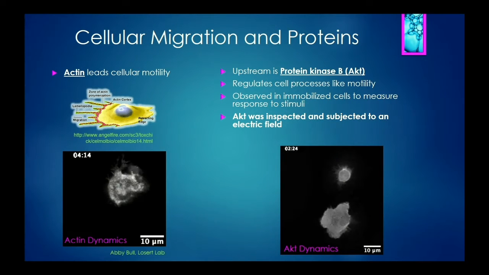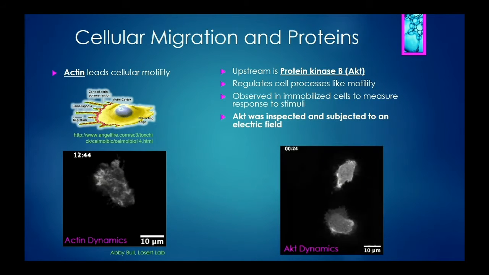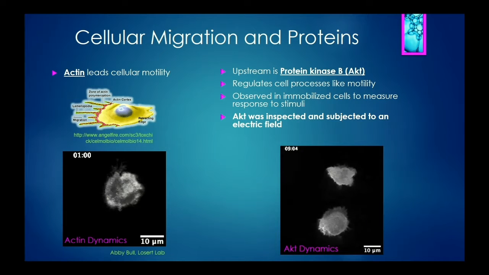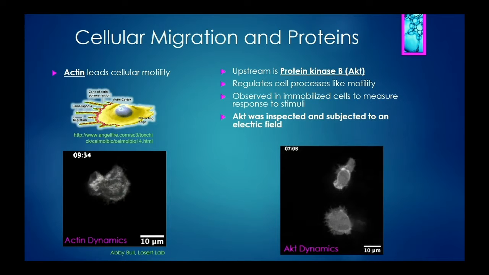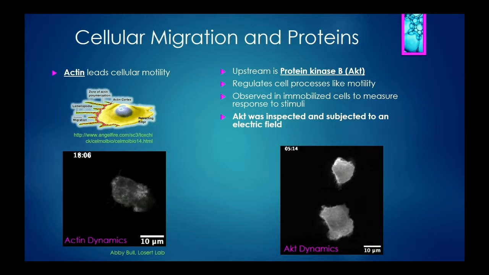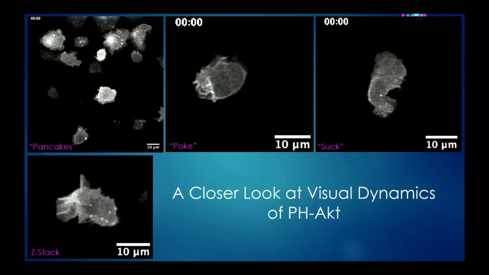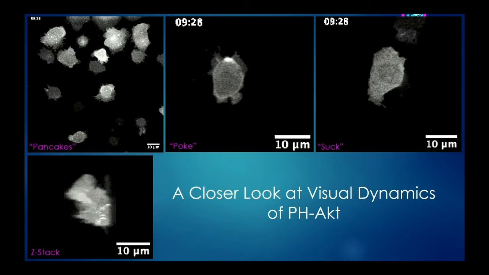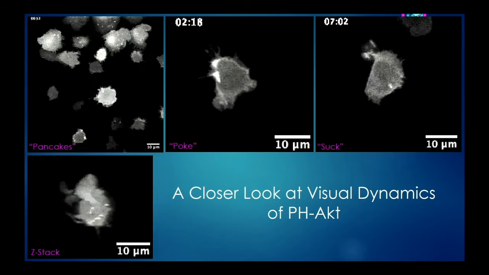So it's currently being observed in cells that have been immobilized so that we can still measure their responses to external stimuli. So the first thing we did was take a look at the AKT and see what it looked like in comparison to the actin in a cell. And so these are two videos where you can see kind of how they look differently. And here's some more videos that showed the dynamics a little better.